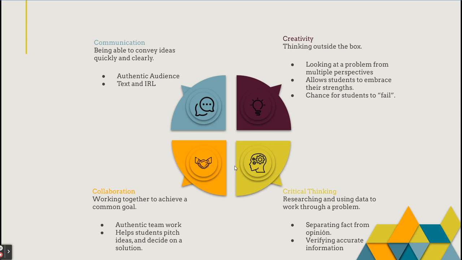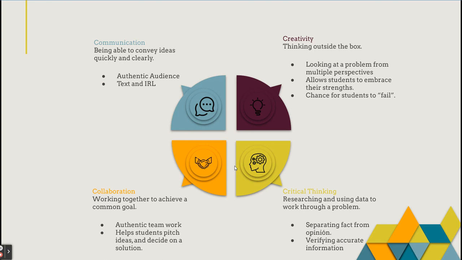So, the first C is communication. The idea here is that we all know communication, but being able to convey ideas quickly and clearly is the focus here, to an authentic audience, but also in text and in real life. The idea of the four C's is that these are skills that students would need to be successful in jobs that don't exist yet, or careers that they haven't even considered being a part of yet.